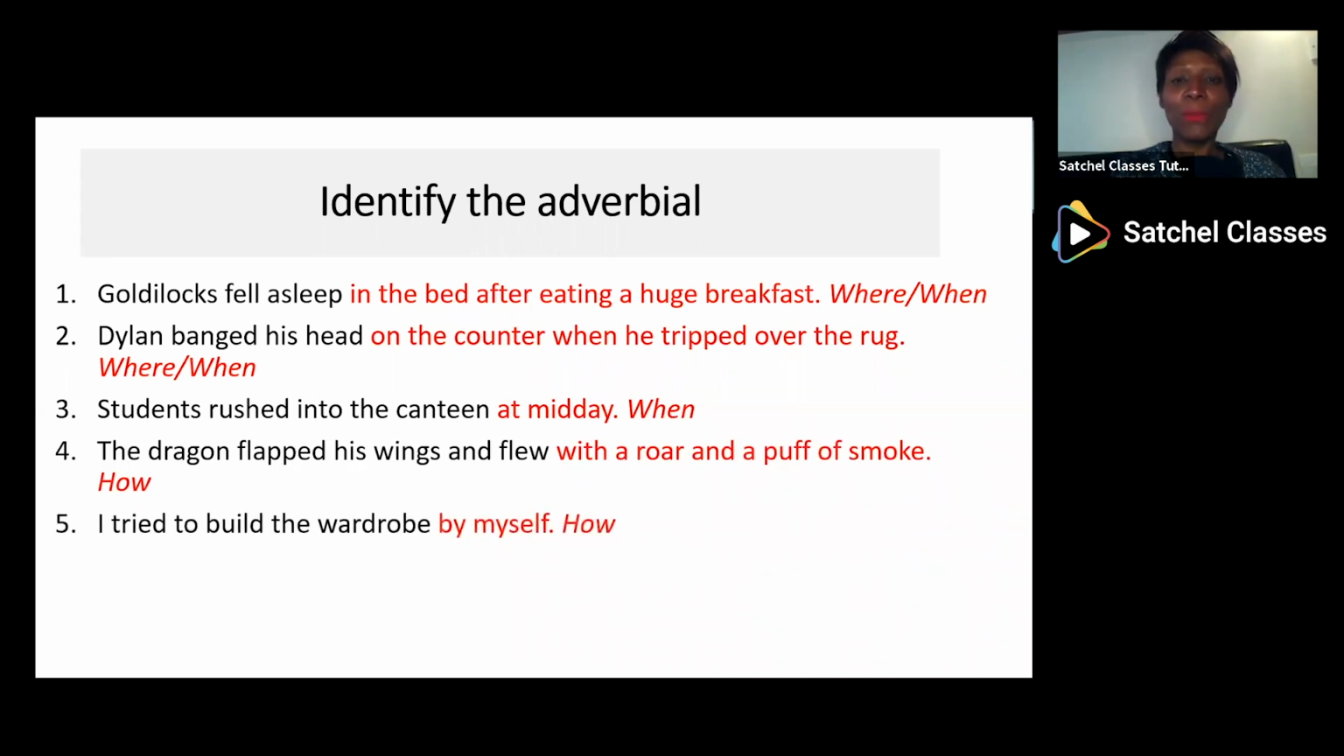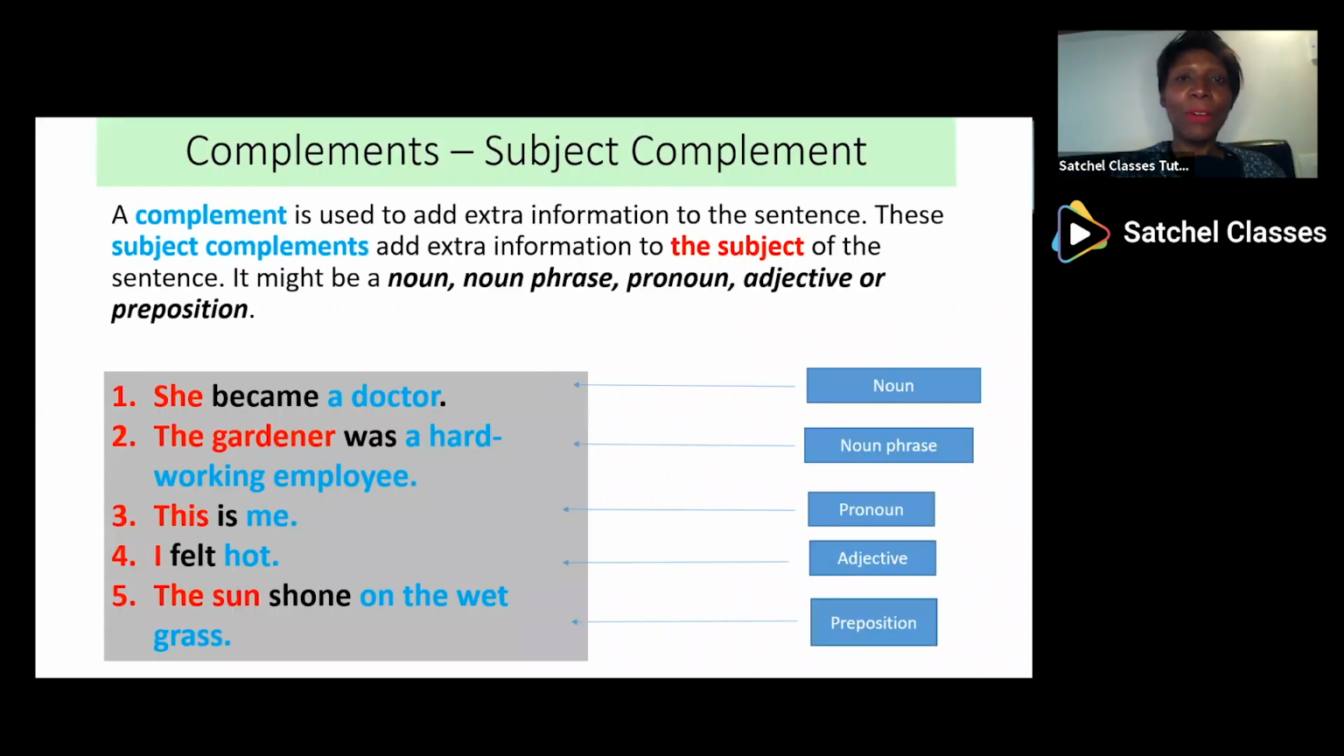The dragon flapped his wings and flew with a roar and a puff, adverbial. How did he fly? And then I tried to build the wardrobe. How? By myself. Right, now let's talk about complements. Now they add extra information. So subject, verb, object, adverbial, complement.